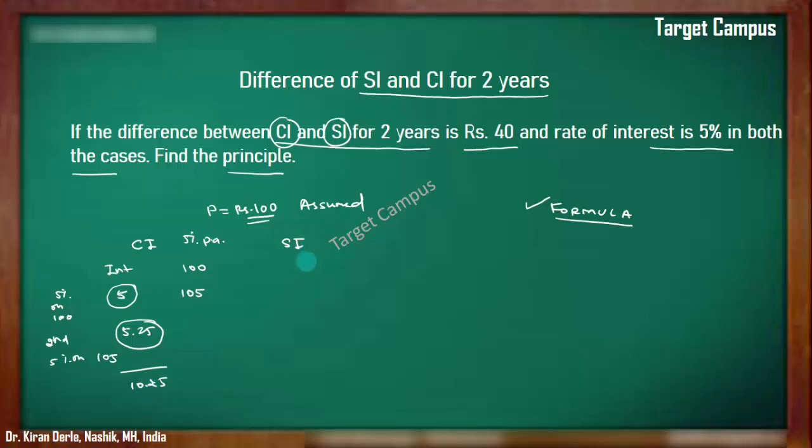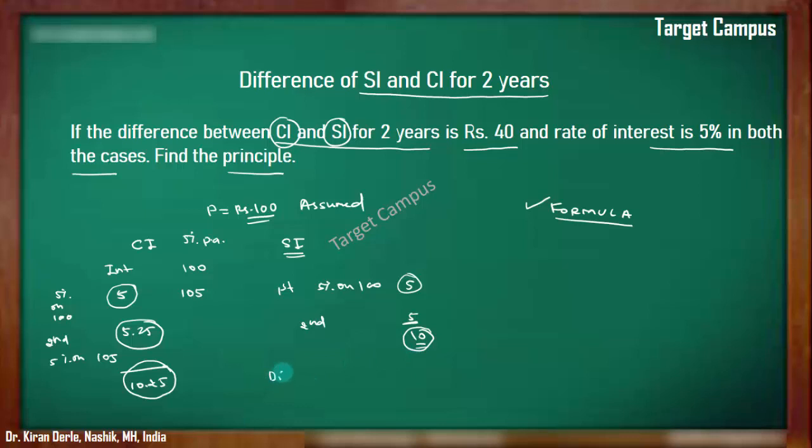What will happen with simple interest on the same principal? For the first year, 5% on 100 is 5 rupees, and we know simple interest remains the same for all the years. So 5 in the first year, and in the second year also 5% on 100, that is 5 rupees only. So for 2 years the simple interest becomes 10. On the same principal, at the same rate of interest, CI is 10.25 but SI is rupees 10.